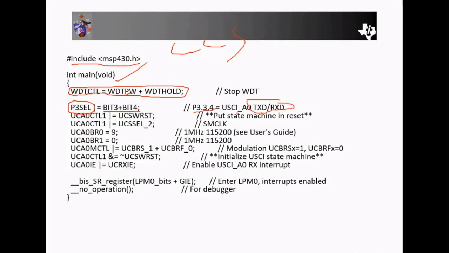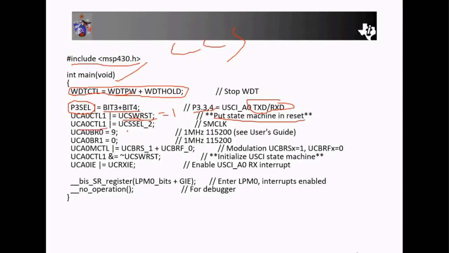So now next is for USCI modules. First, with the help of the UCA control registers, we are configuring the control registers. For configuring the control registers, we are using UCSWRST. UCSWRST means software reset enable. When you put a 1, it means that you have reset the system. First you have to reset the system.